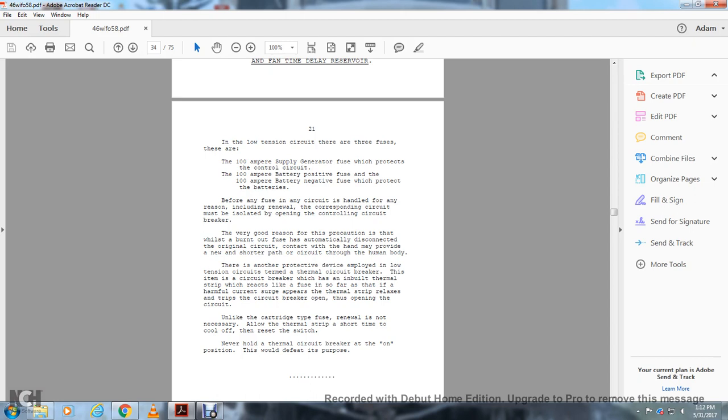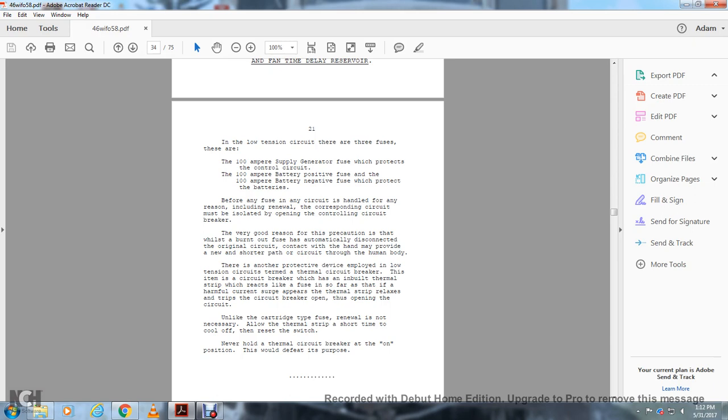There's a very good reason for this precaution: while a burnt-out fuse automatically disconnects the original circuit, contact by the hand provides a new and short path for the circuit through the human body. There's another protective device employed with low resistance circuits, termed the thermal circuit breaker.